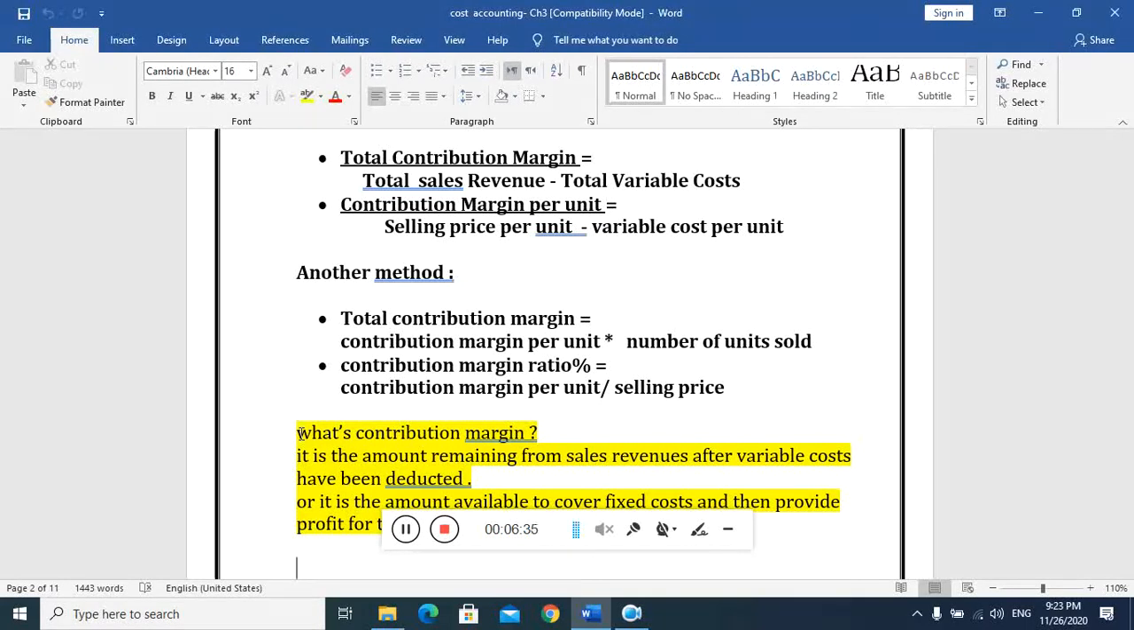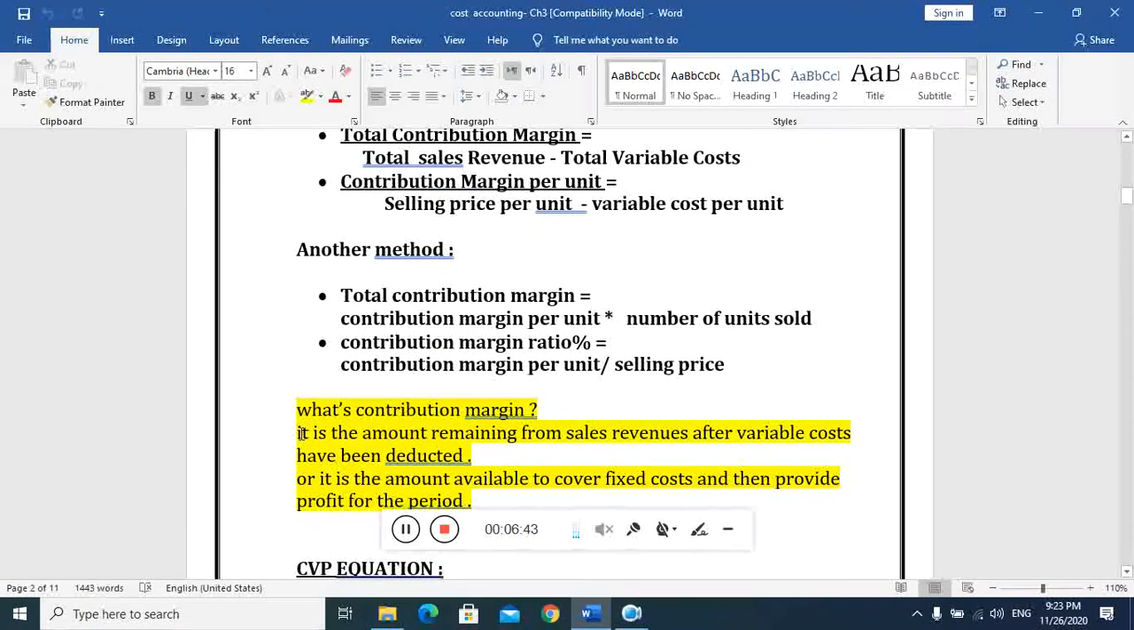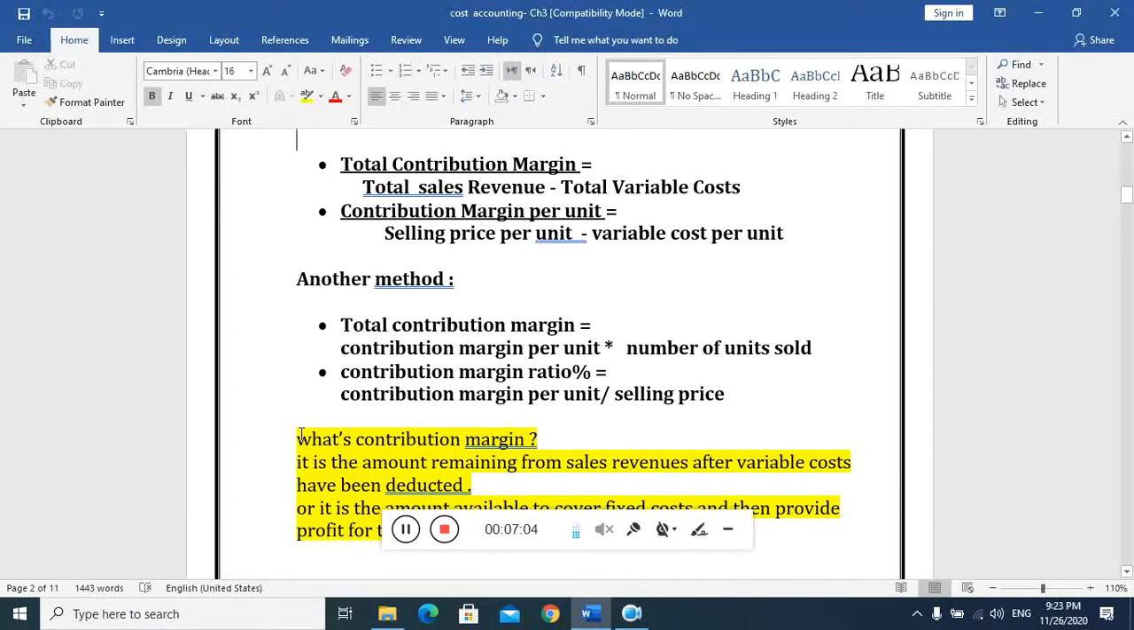So the contribution margin equals sales revenue minus variable costs. Or we can say it's the amount available to cover fixed costs and then provide profit for the period. So the contribution margin equation is: total contribution margin equals total sales revenue minus total variable costs, and contribution margin per unit, for one unit, equals selling price per unit minus variable cost per unit.